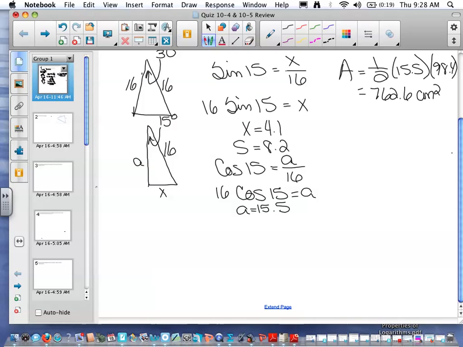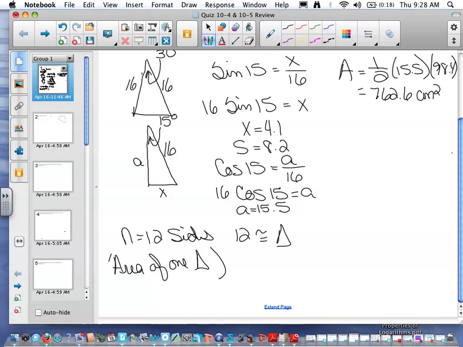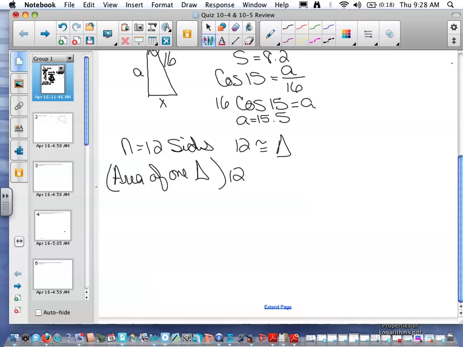You can also use the idea that if you have a dodecagon, you have 12 sides, and because it's regular, you have 12 congruent triangles. So you can find the area of one triangle and then multiply that by 12. To find the area of one of those triangles, you can use the formula: the area is equal to 1/2 b times c times sine of a.